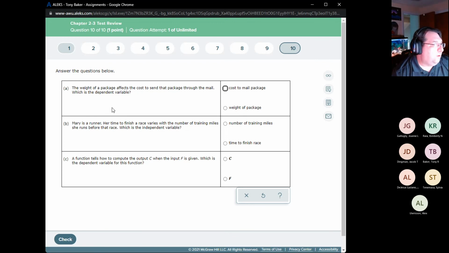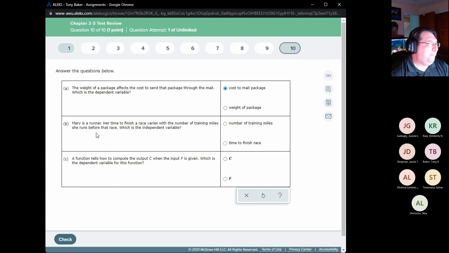The weight of a package affects the cost to send that package in the mail. What is the dependent variable? So which one is dependent? Is it the weight of the package or the cost to mail the package? Which one's going to be the thing we'd have to figure out? The weight? It depends on the weight. Right, so the cost depends on the weight. So the cost is what we'd figure out, based on the weight. Remember what I said, money typically is your dependent variable, because a lot of times money is one of those things that you typically are going to figure out.